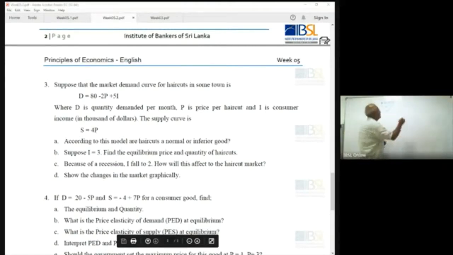Then you can calculate D equals 80 minus 2P plus 5 into 3 equals 80 minus 2P plus 15 equals 95 minus 2P. This is the demand curve. First, to calculate when income is $3,000 per month, what is the quantity demanded? You substitute this 3 into the demand curve. Supply curve.